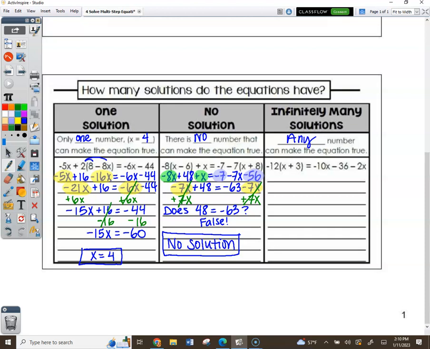Now go to the third column, and repeat the exact same thing that you started doing. You have to distribute the negative 12. You do have some like terms you could go ahead and combine on the right. Then start to solve it. Something weird is going to happen.